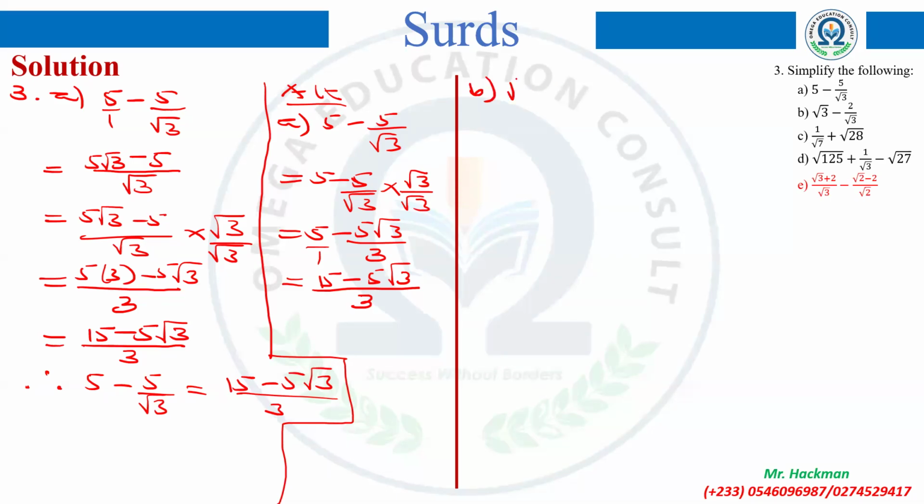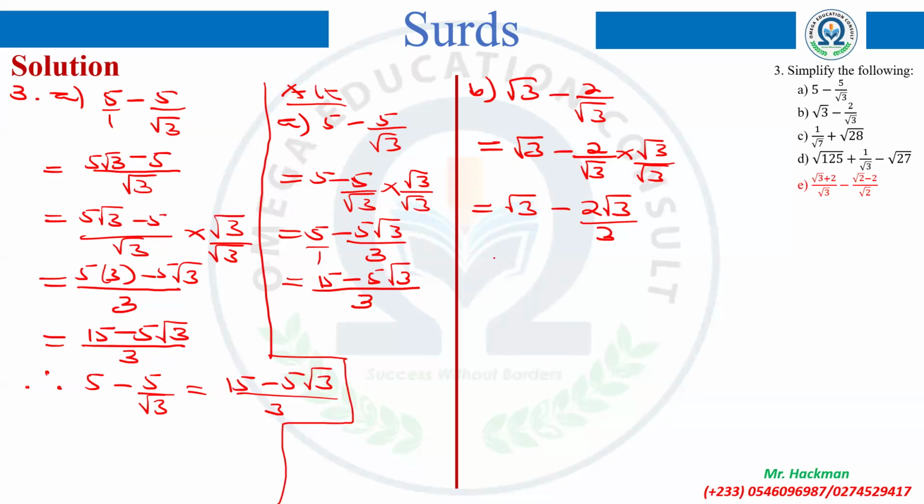Similar. Root of 3 minus 2 over root of 3. So I'm going to go this route. I'm going to deal with what they said here. So I'll have root of 3 minus 2 over root of 3, times root of 3 over root of 3. In effect, this gives me root of 3. Then this will give me minus 2 root 3 over root of 3 squared, which we all know is 3. Then you come and take the LCM.